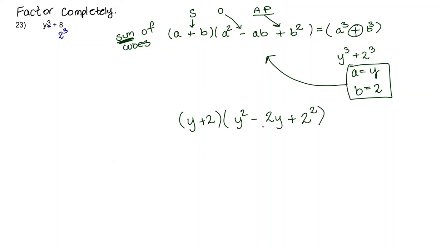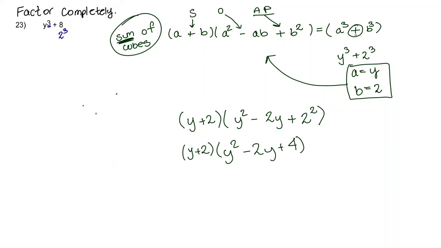Now, if this part confused you, it was a times b, which is y times 2, which is y2, but I just wrote it as 2y, just so that I can have the y last and 2 as the coefficient first. And then I'm just going to simplify this as best I can, which is just changing this 2 squared into 4. So this is going to turn into y plus 2, y squared minus 2y plus 4. And that is how you factor a sum of cubes like what we have here.